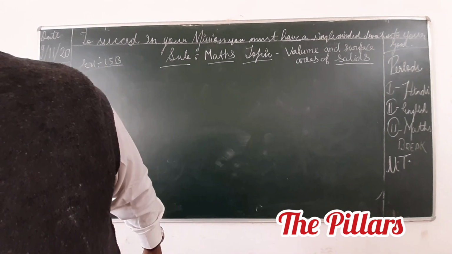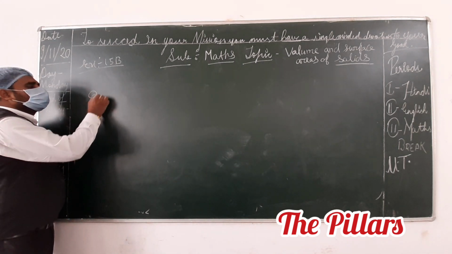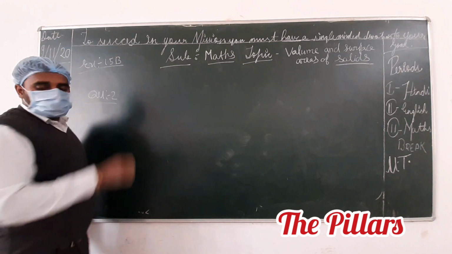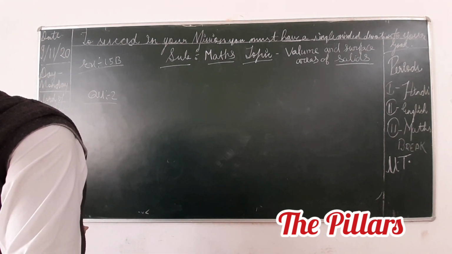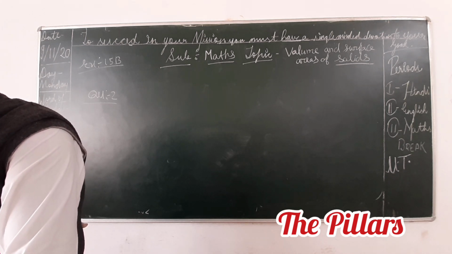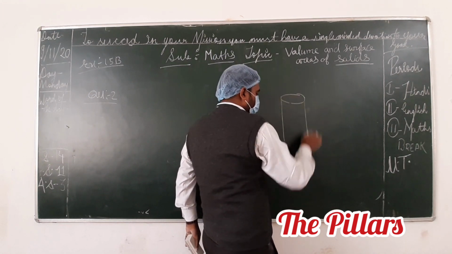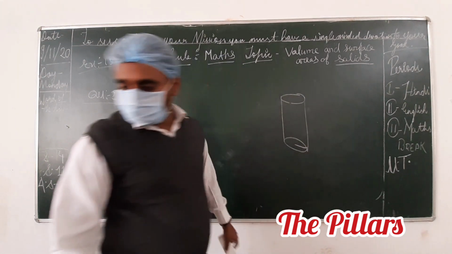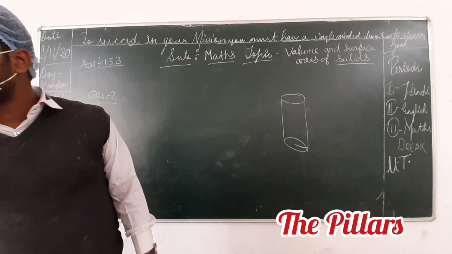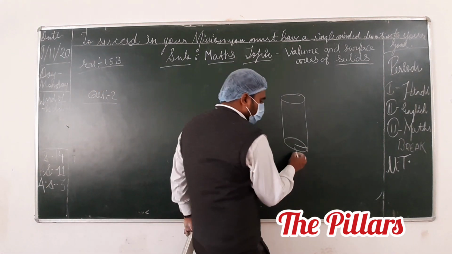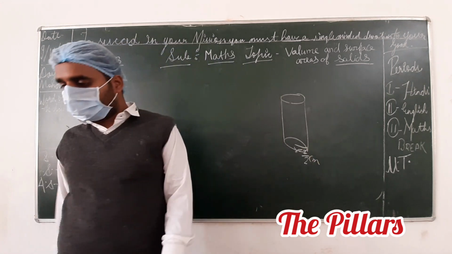Question number 1 is completed. Now you have to solve question number 2. You see that question number 2 is given. A patient in a hospital is given soup daily in a cylindrical bowl of diameter 7 centimeter. Suppose we have a cylindrical bowl whose base diameter is 7 centimeter. It means base radius r equals 7 by 2 centimeter. Till here anyone have any problem?